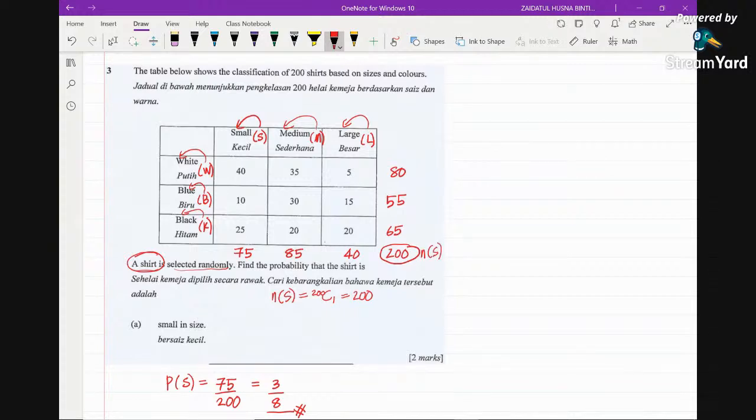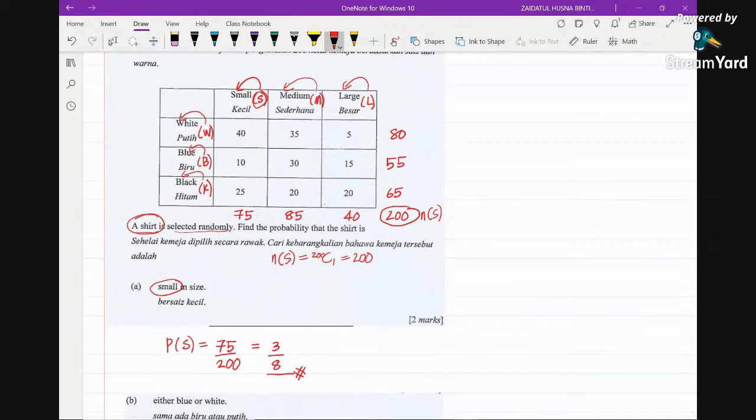Okay, so find the probability that the shirt is small in size. Let's recall we have used letter S to denote the small shirt. So we are looking for PS. Because previously we had found the total, we can directly take the value 75 over 200 and simplify the answer. That's why we find the sum earlier, so that it will be easier for us to get the value if we need to find the probability. So this is the probability of the shirt to be small in size.